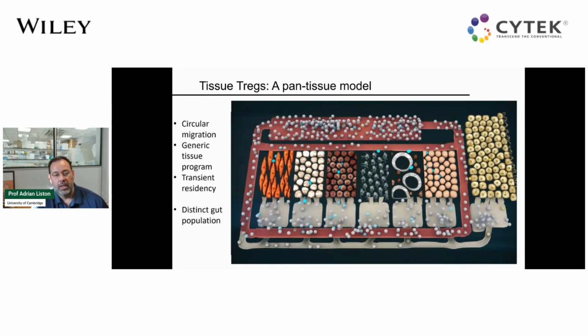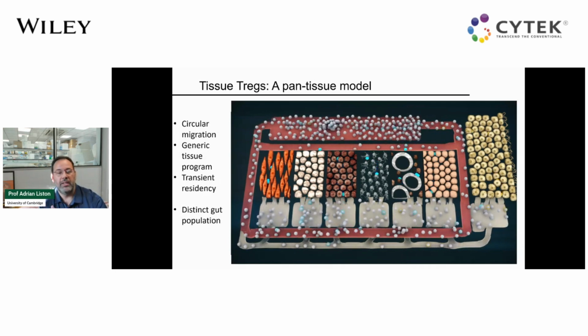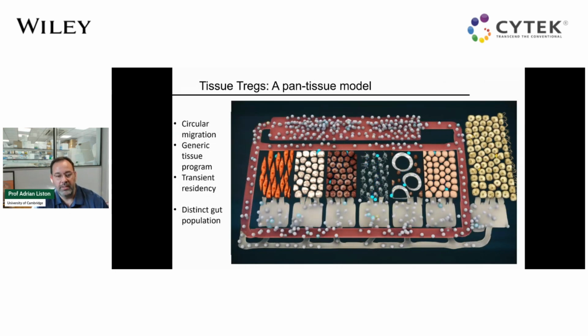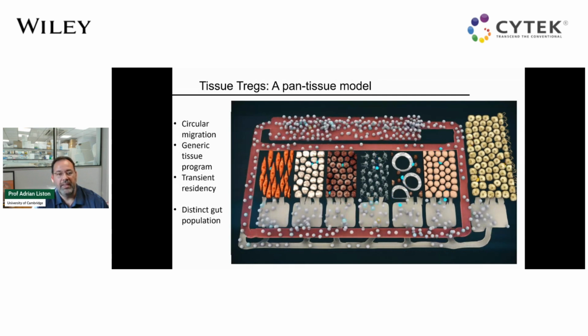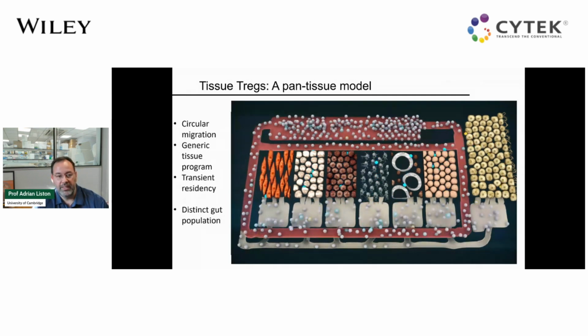In fact, the same regulatory T cell under this model could enter multiple different tissues over the course of its lifetime. Now, we do have an exception here where the gut Treg population does look like it's got some unique features and some unique circulatory patterns. But for the other tissues, we believe the pan-tissue model explains more of the data than the seeding and specialization model.